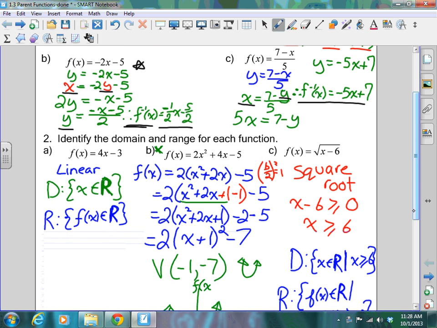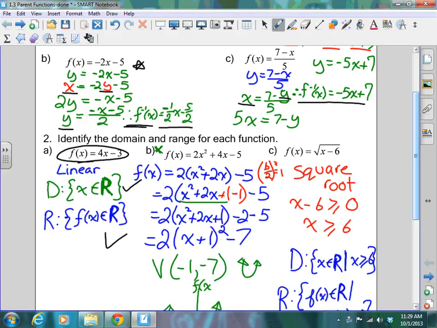Number 2, identify the domain and range for each function. Again, if the equation is given, you have to decide what it looks like as a visual graph. So looking at that, we've decided it's linear. It's going to form Y equals mx plus b, so we have no restrictions. So again, domain is x belongs to a set of real numbers, and the range is, you can either have Y belongs to a set of real numbers or f at x belongs to a set of real numbers. I will accept either.